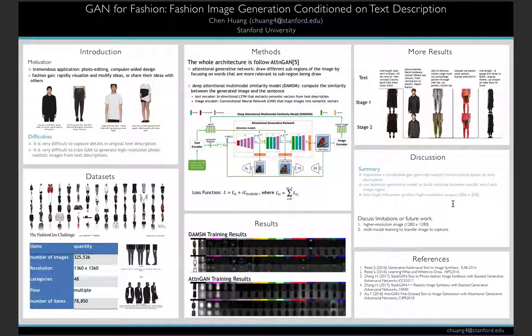For future work, we will try to generate even higher resolution images, for example 12018 by 12018. And maybe we can also do something reversed, like take the image and try to transfer the image into a text caption. Yeah, that's it. Thank you.